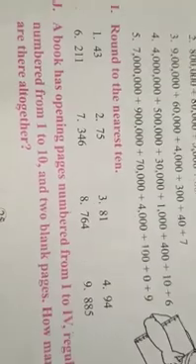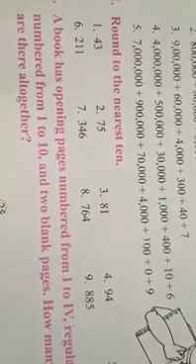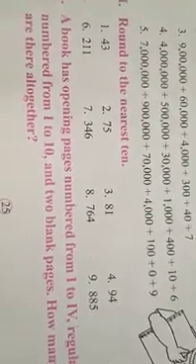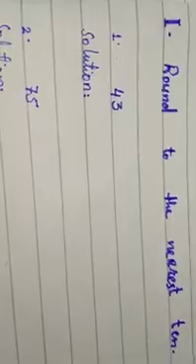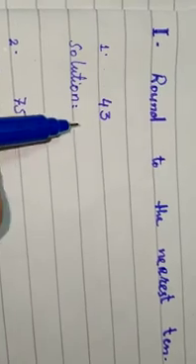So let's see part I, round to the nearest 10. We have to change these numbers into the nearest 10. Students, when 1, 2 or 3 comes at the units place, we will round down. And when 5, 6, 7, 8 or 9 comes at the units place, we will round up.